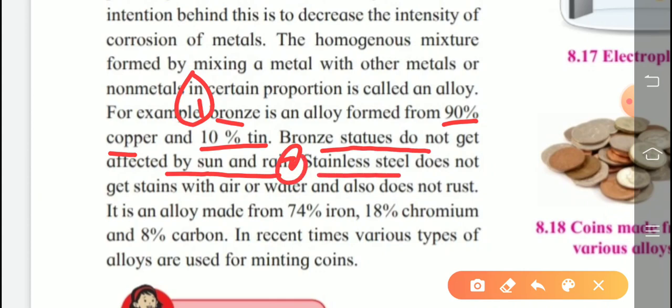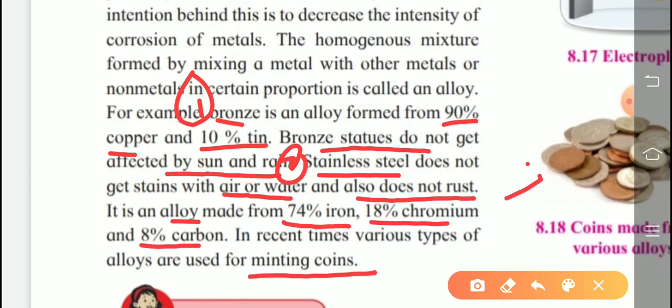That is the stainless steel utensils used in our kitchen. Stainless steel does not get stained with air or water and also does not rust. It is an alloy made from 74% iron, 18% chromium and 8% carbon. Remember this percentage of the metals or non-metals in that alloy. So at the time of writing the example of an alloy, you write the answer along with their proportion. In recent times, various types of alloys are used for minting coins. You know about this.